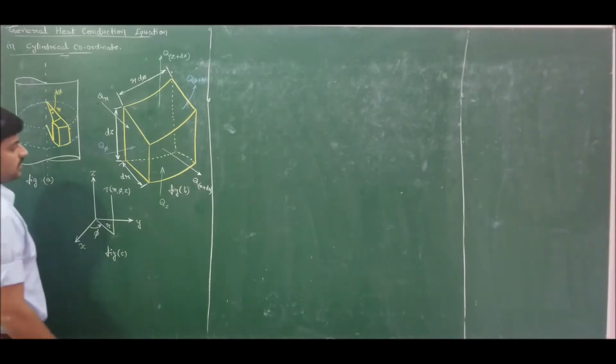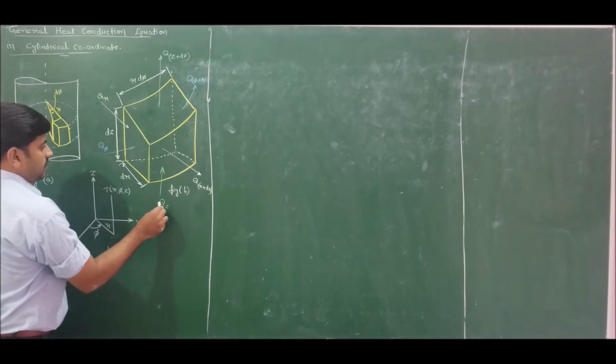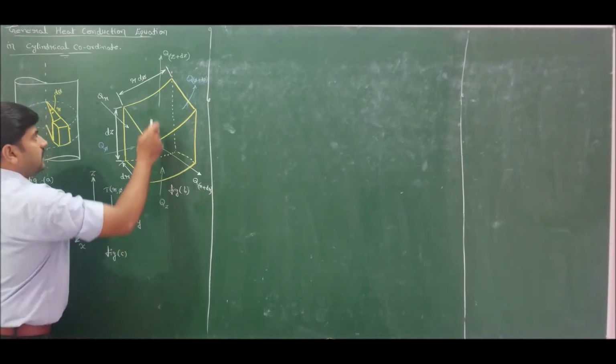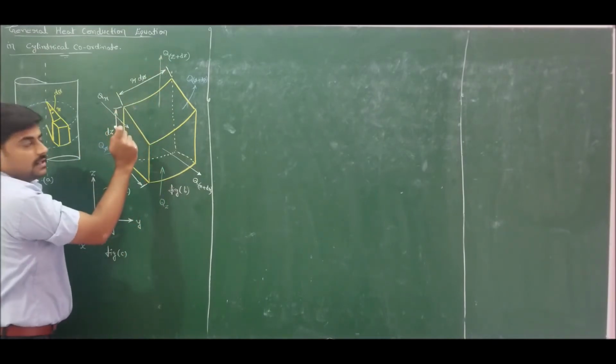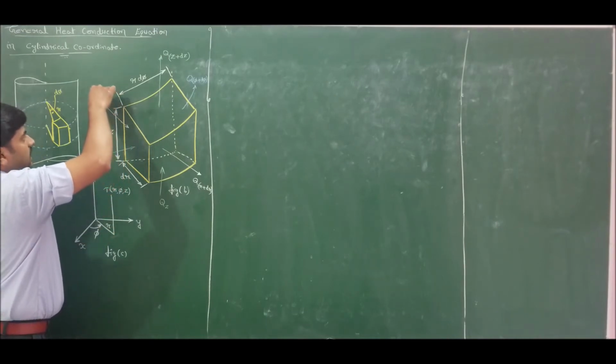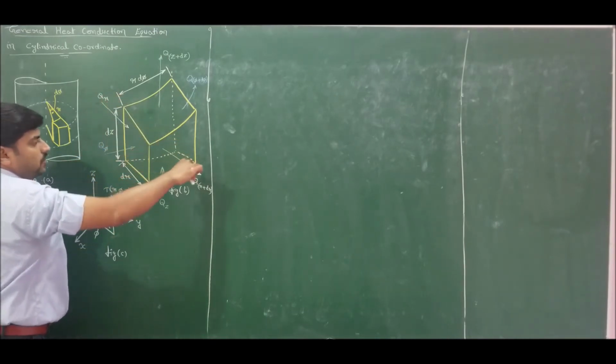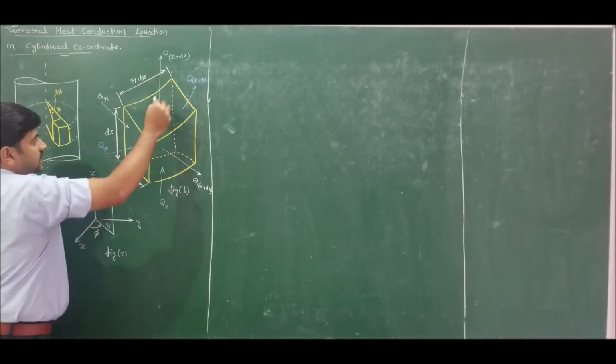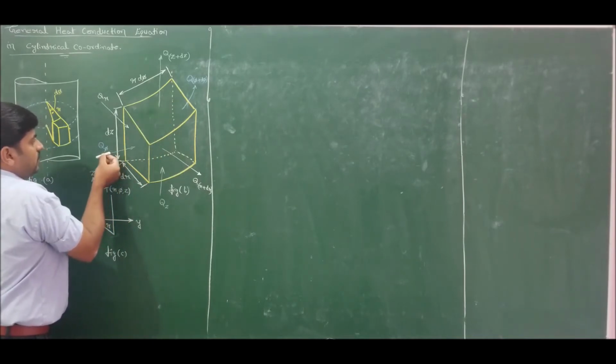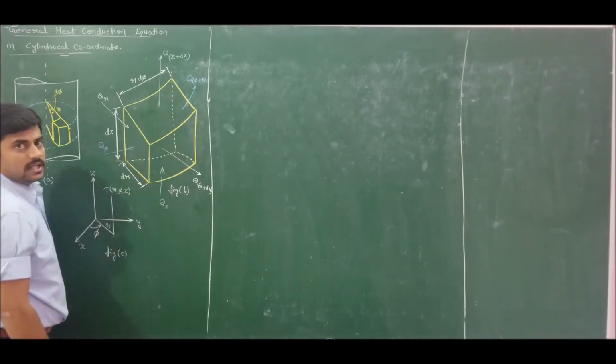Now let us consider the heat conducted in the z direction be qz and leaving be q of z plus dz. Similarly, in the r direction, heat conducted in is qr and leaving is qr plus dr. Similarly, in the phi direction, heat conducted into the volume is q phi, leaving is q phi plus d phi.